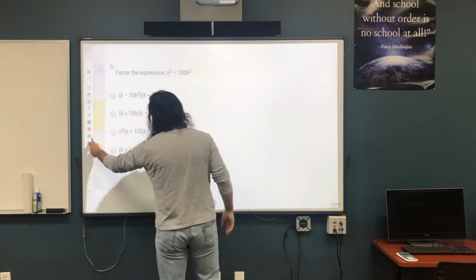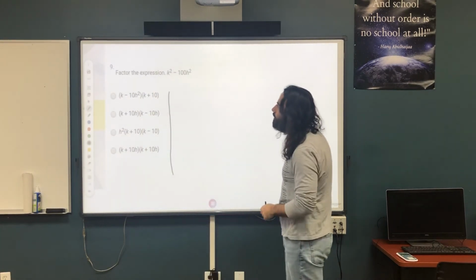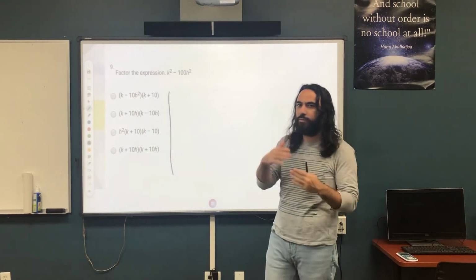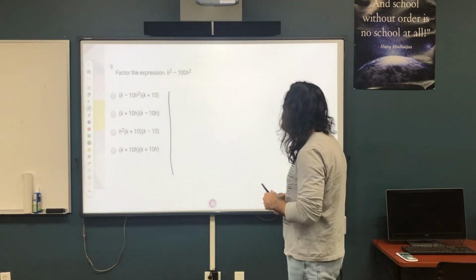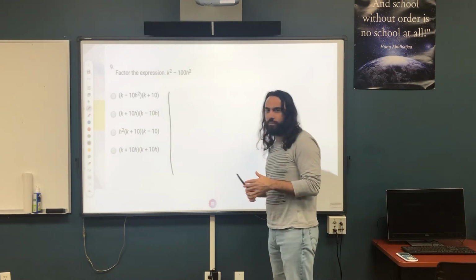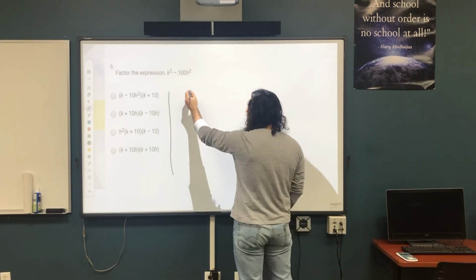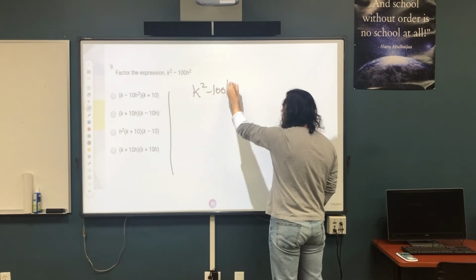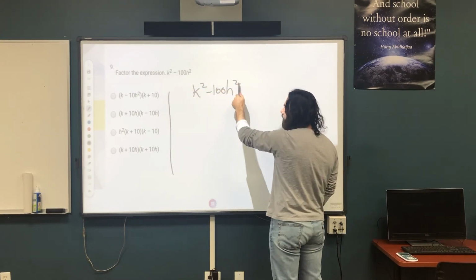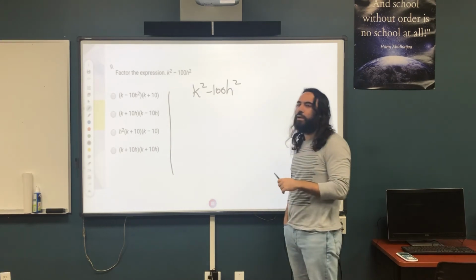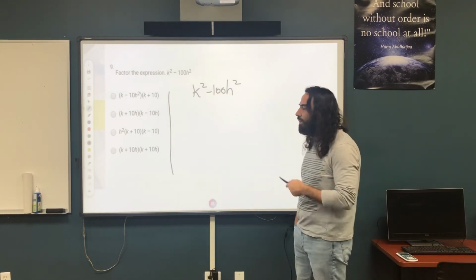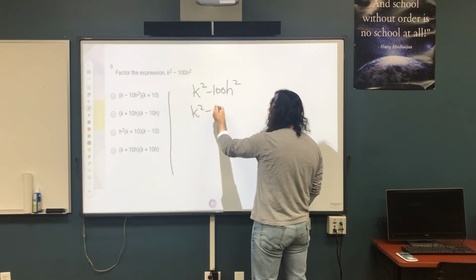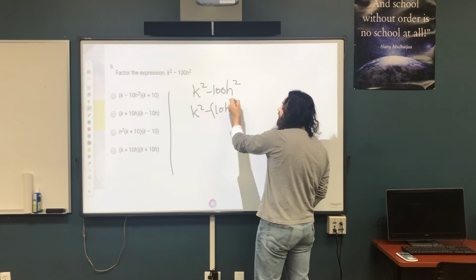We need to factor the expression k squared minus 100h squared. Same thing, as you can see, we have a binomial, which means we need to use the polynomial identity, the difference of squares. So we have k squared minus 100h squared. The k is squared, the h is squared, but the 100 is not squared. So which number do I square to get 100? It's 10. So it's going to be k squared minus (10h) squared.